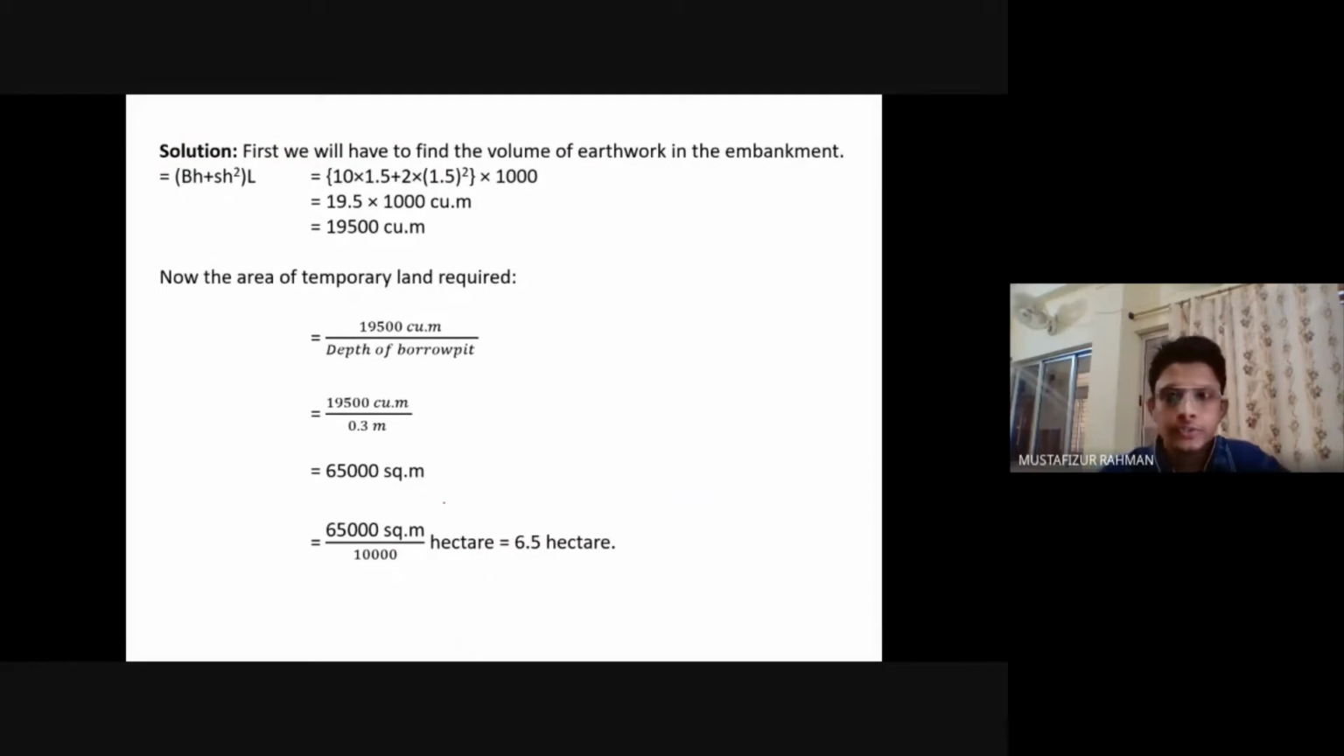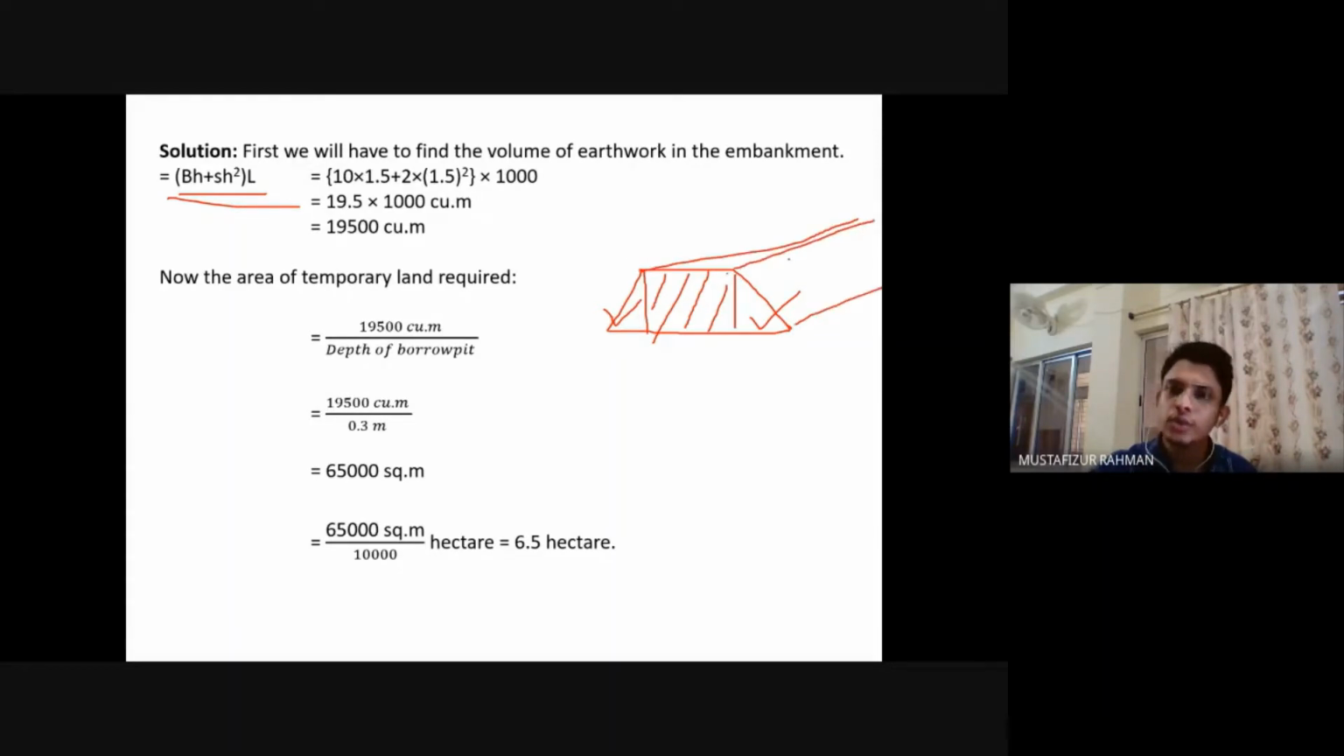Now, first of all, we have to find out what is the amount of earth that we require in the embankment. Remember this formula from the earlier calculation? So this is the road embankment this way. We are trying to find out what is the earth required. First, we are finding out this rectangular portion. Then we are finding out the triangular portion, what is the area. Then we add them up, we get the total cross-sectional area, and then we multiply with the length of the road, we get the total volume of earthwork involved.